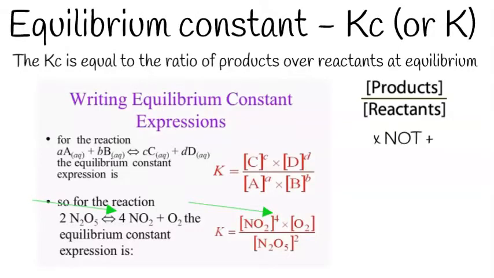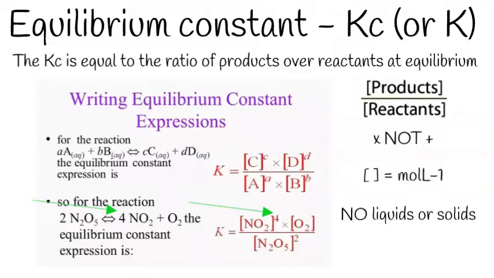Other important things to notice is that you multiply the different components, not add, that the square brackets refers to concentration in moles per litre, and that this means that liquids and solids are not included in the equilibrium constant expression because they don't have a concentration. You only include gaseous or aqueous components.